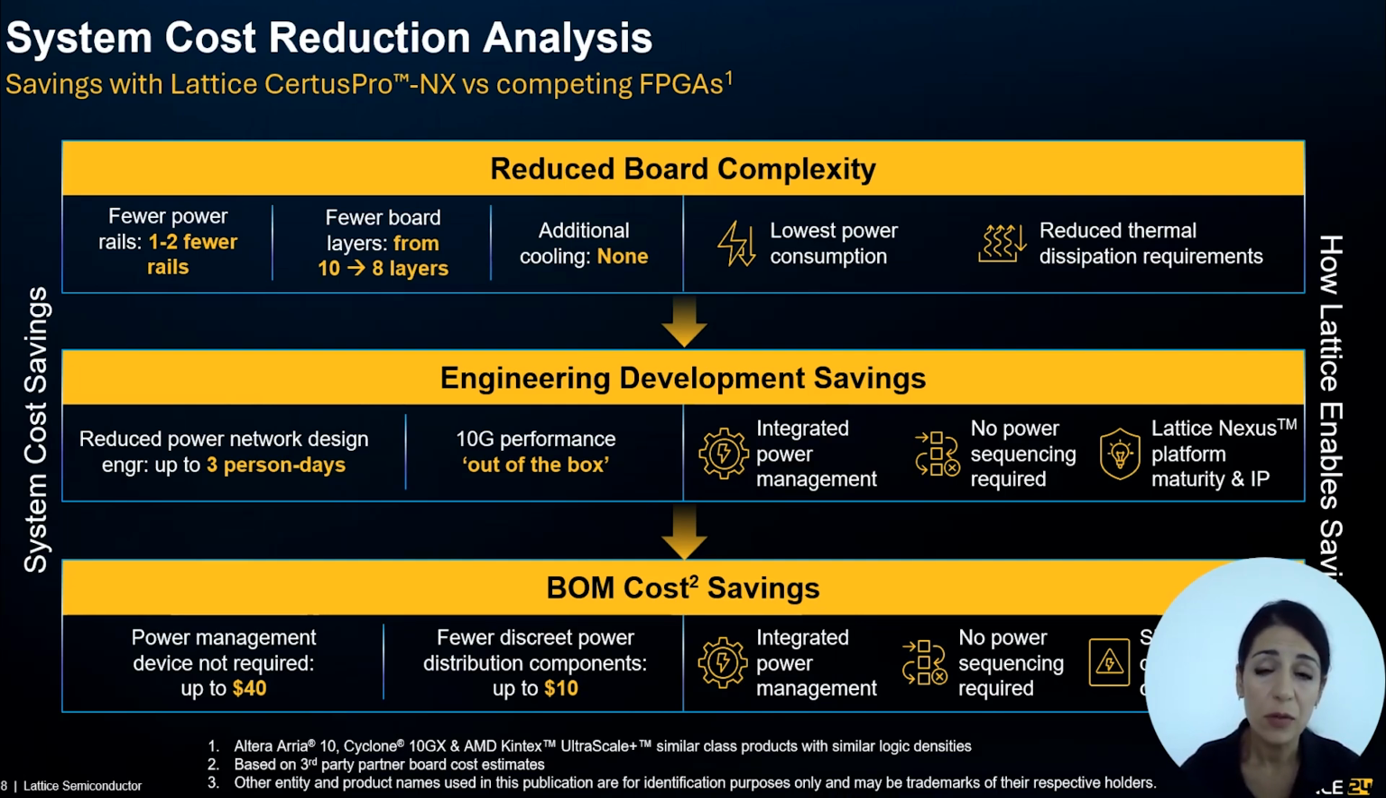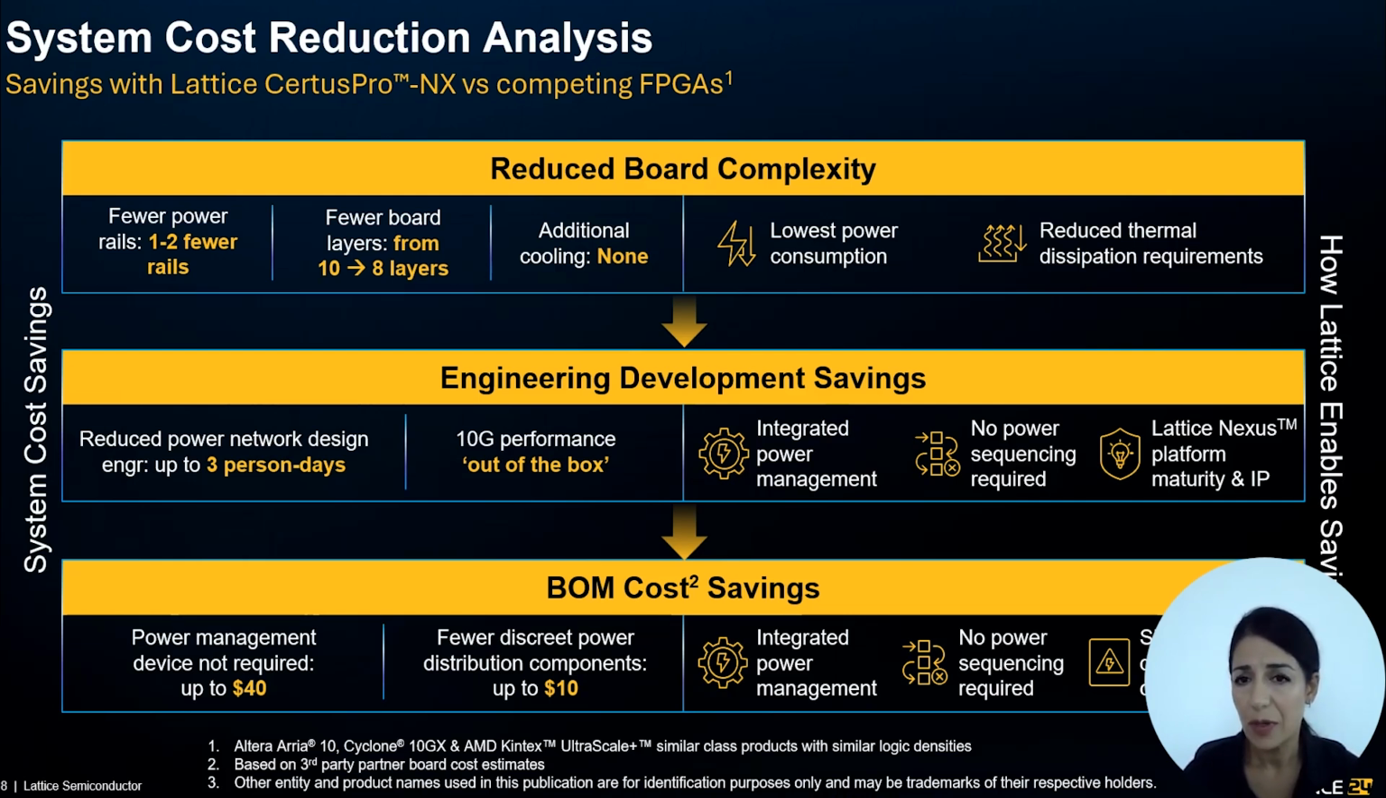This no power sequencing requirement is actually a unique feature to the Lattice Nexus platform families. In addition, the Certus Pro NX devices, which is a subfamily of the Nexus platform, is a robust, mature platform and has all the essential IP features needed to design the key required features for the system. And with that, Oregano Systems says that they basically were able to get 10 gig performance out of the box. So that really helped their time to market, and that's another key overall cost for developers.